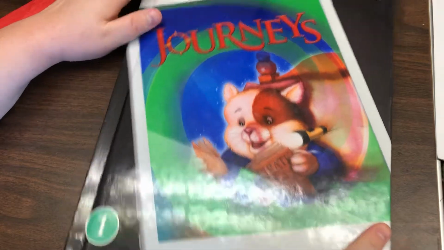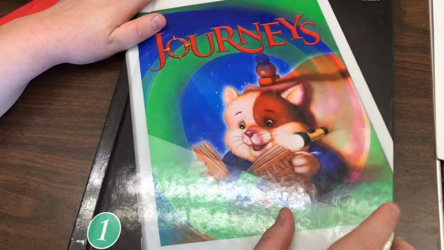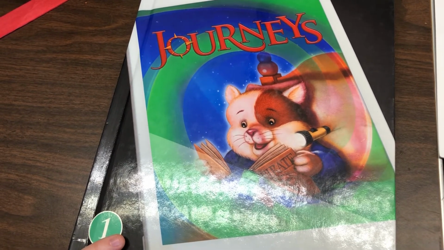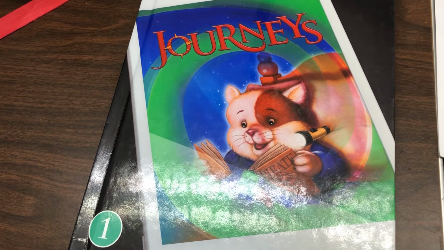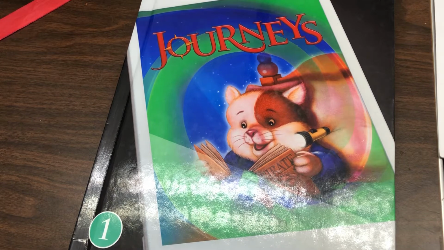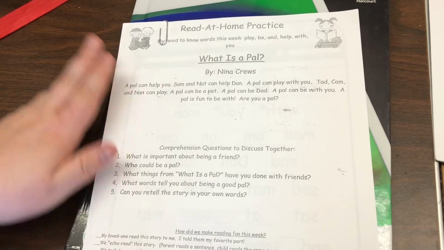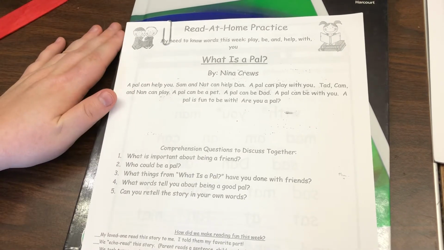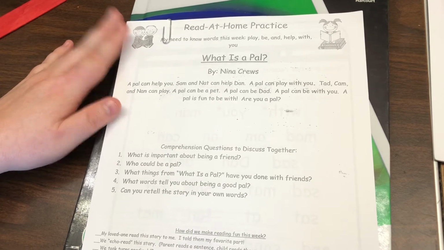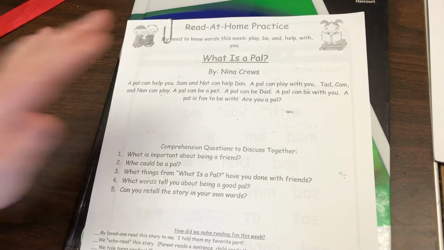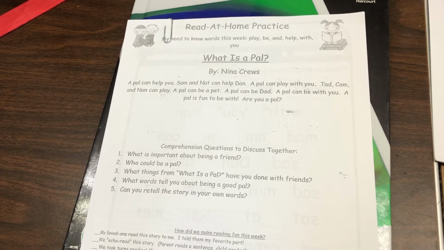So our journey story is in this book, and when you come back to school, you'll be able to read it in this book. But you also have it printed out on a paper for you. Let me try to find it. Here it is. So this is what it looks like. This is the part you have, and you'll always get this sent home with you even when we come back to school in person. You'll still get one of these every week because we want you reading it and practicing at home.